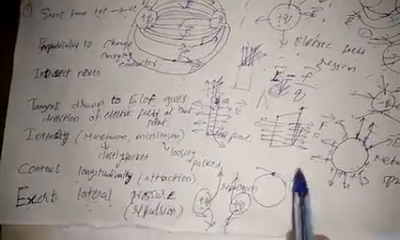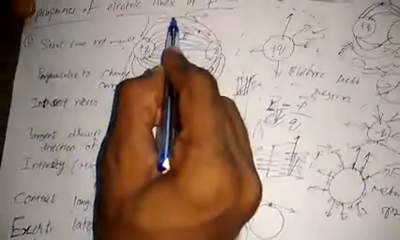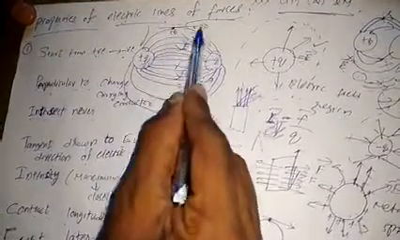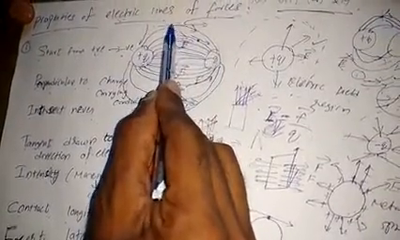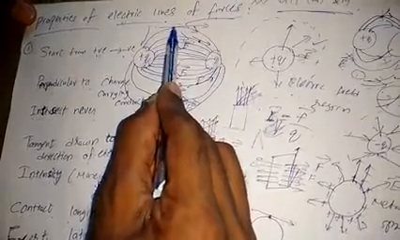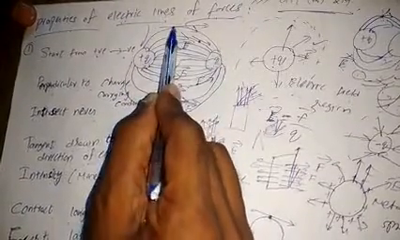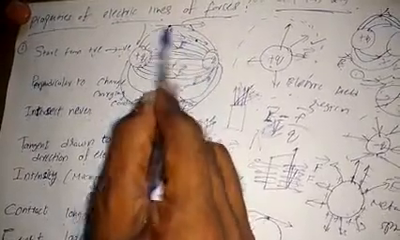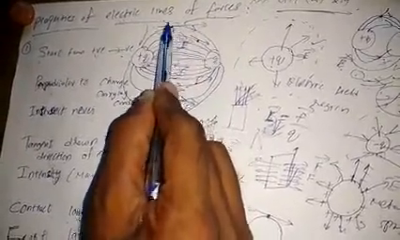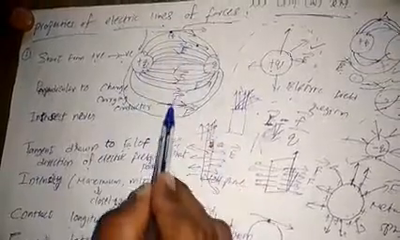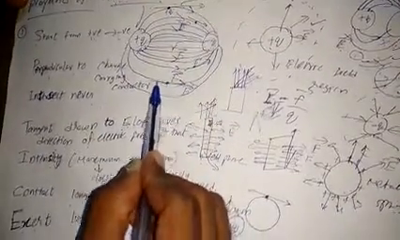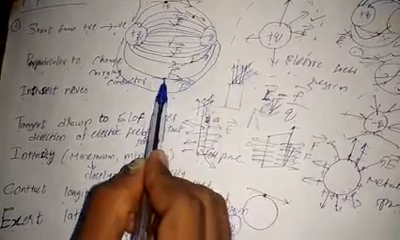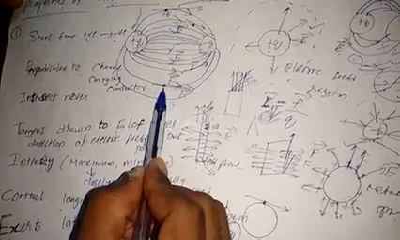Next, a tangent drawn to the electric lines of forces gives the direction of electric field at that point. If you draw one tangent at this point, this will give the electric field direction at this point. At this point, what is the direction of electric field? If you draw a tangent, this tangent will give the direction of electric field at that point. Here also we have taken a point, and at this point we have drawn a tangent. This tangential direction will give the direction of electric field at that point.